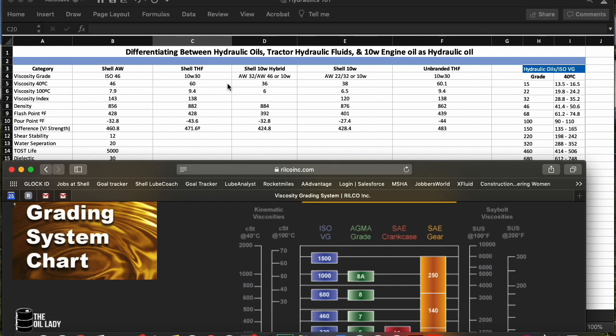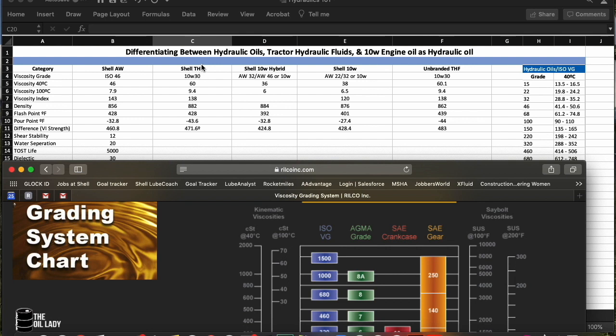So if we look across this chart to figure out how these products differentiate, you want to look at the viscosity grade. That's going to be your most important factor to consider. So here we've got your AW46, which is a viscosity grade of 46.